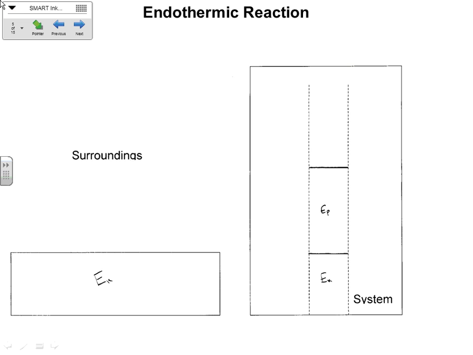Picture looks the same as the last one. I have a different level for the EP because what do you think is going to happen to the energy of the system in an endothermic reaction? It's going to go up. So in an endothermic reaction, more energy is going into storage. We're storing more energy away in the bond.